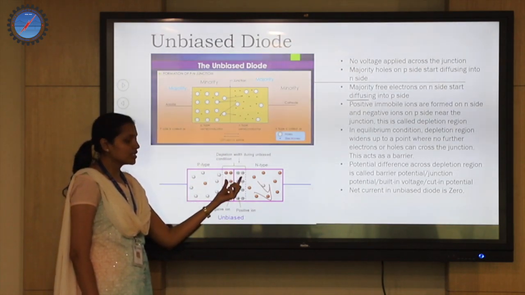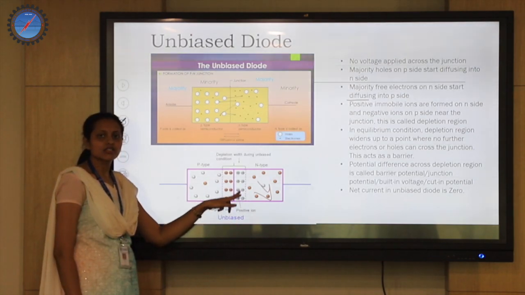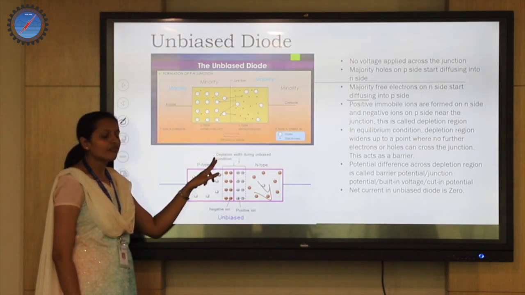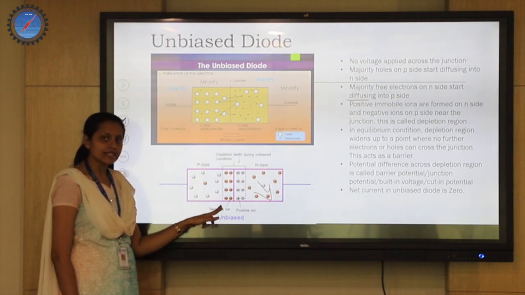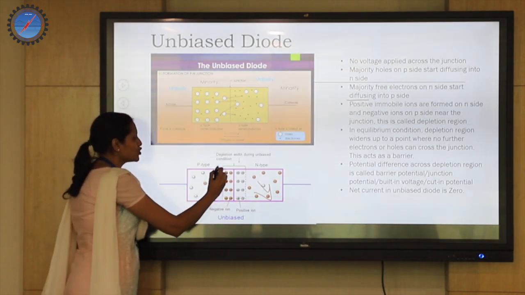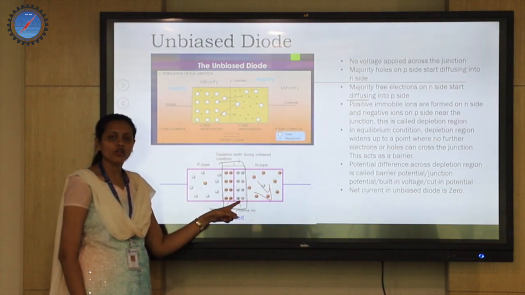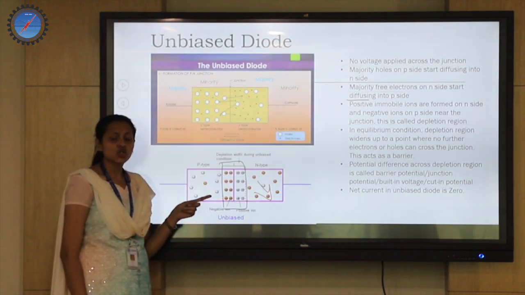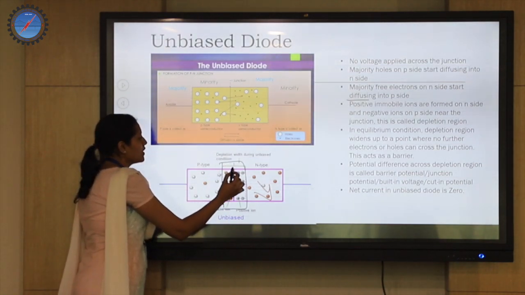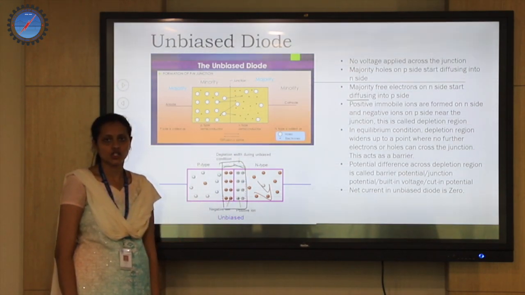So what happens in the junction is that a layer of positive ions is formed on the n side since it loses electrons, and a layer of negative ions is formed on the p side because it is gaining electrons. This region where we have immobile positive ions and negative ions and it is totally depleted of any free charge carriers is called a depletion region.